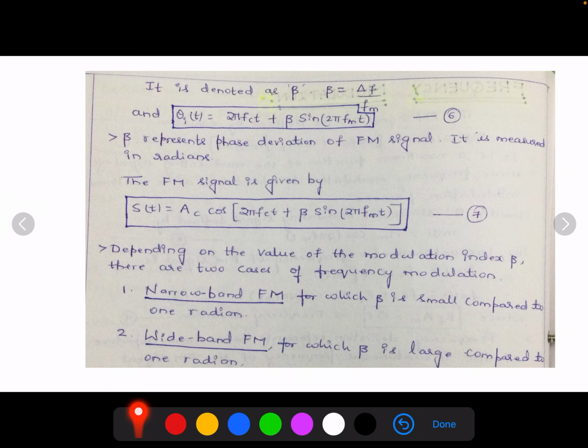Now, depending on the beta value, we will have two cases of frequency modulation. One is narrow band FM, and the other is wide band FM. Narrow band FM is when beta is very small compared to 1 radian. Wide band FM is the case where beta is very large compared to 1 radian.